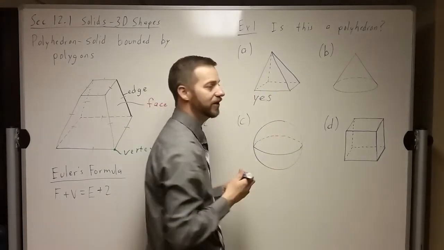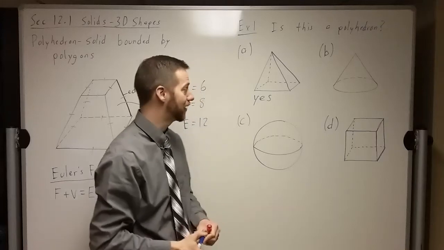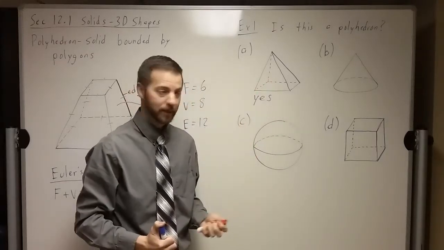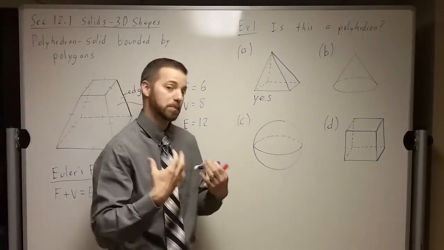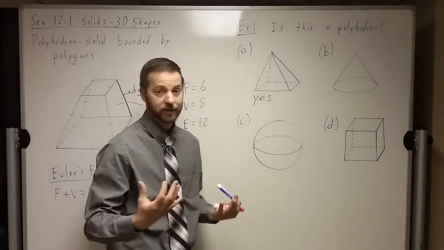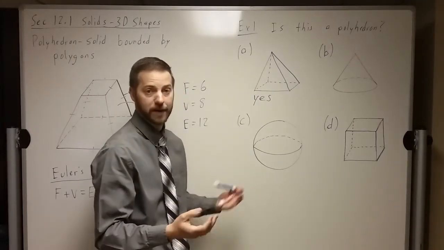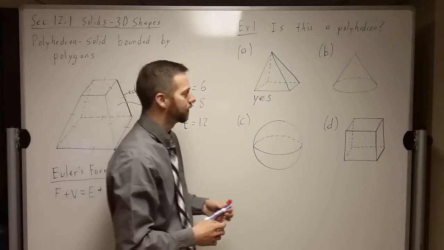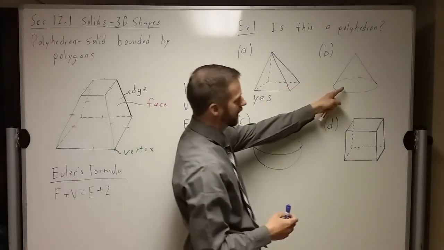And I want to introduce you to some names of a couple of these shapes. This shape is called a pyramid. Probably you've heard of the pyramids in Egypt. This is that same shape. We call it a pyramid. That's the name of it. And then let's go to part B.